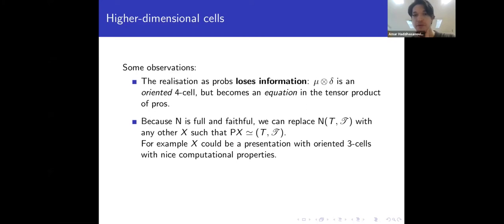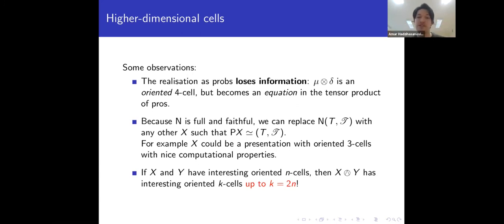Now, because this nerve of pros is full and faithful, we can actually replace the nerve with any diagrammatic set whose realization as a pro is isomorphic to the original pro. And so, for example, in diagrammatic sets, we can have oriented 3 cells. We can work with a presentation of a monoidal theory, which has oriented 3 cells and has nice computational properties.